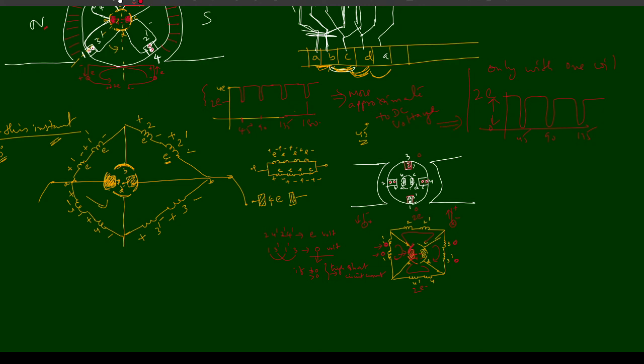So likewise, if the number of coils is increased, then we can produce a more appropriate DC voltage from a DC generator.